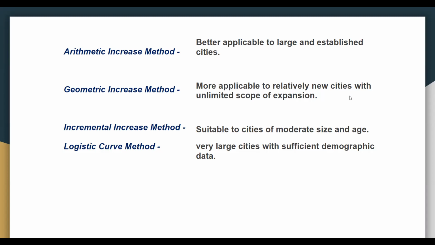Geometrical increase method is for places like we just discussed. It's got a good scope for expansion, rapid expansion possibility. Cities with that kind of scope and new cities, the population can be forecasted using geometrical increase method. Incremental increase method is suitable for cities of moderate size and age, and logistic curve method is useful for large cities with varying demographic data.